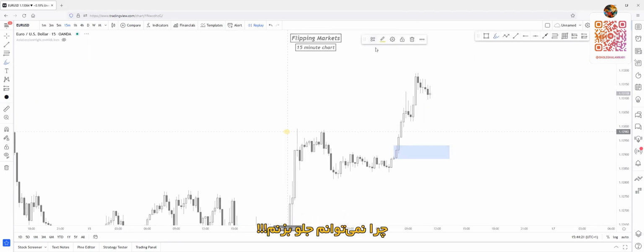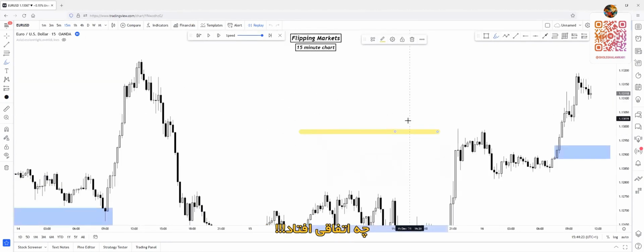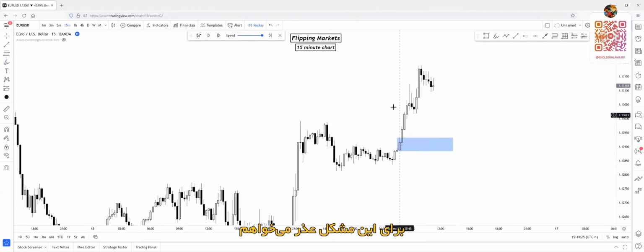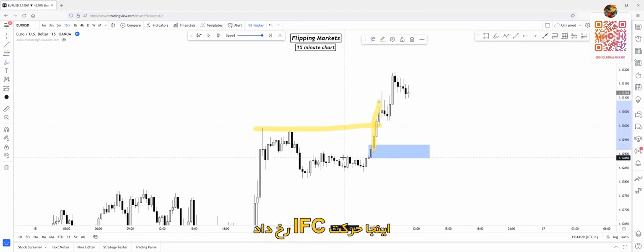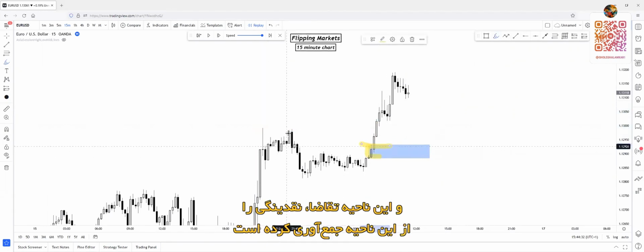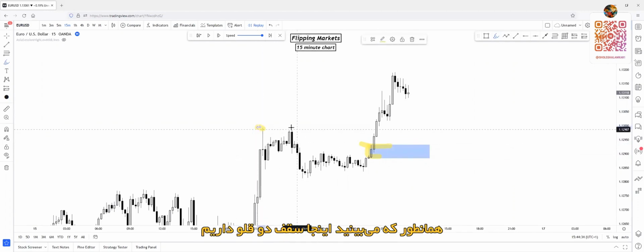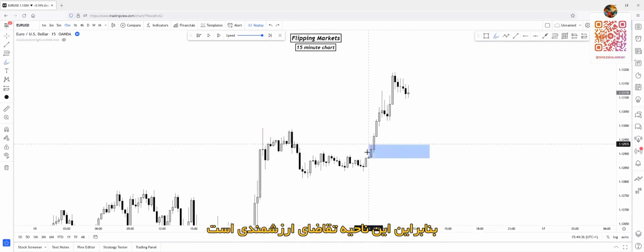Sorry for this mistake. So yeah, the break of structure happened here. Inefficient push came into the market here. And this demand zone actually swept liquidity from this region. As you can see, we have double tops here. So this will be our really valid demand zone.